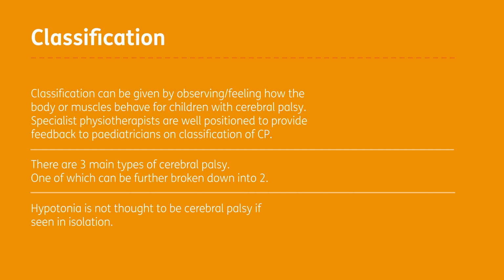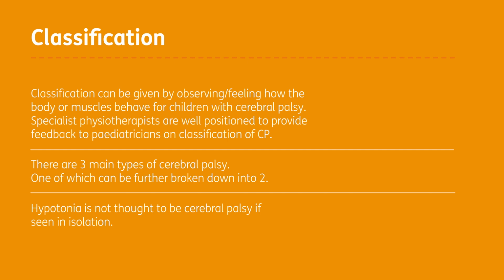So physiotherapists, having quite a lot of time with children compared to medics, have time to really have a good feel of the muscles. They're also a bit more used to putting the children in different positions and feeling the muscles. So we're quite well placed to help identify the classification. There are 3 different types. One of those types can be further broken down into 2. And as I said before, hypotonia in isolation is not thought to be cerebral palsy anymore.